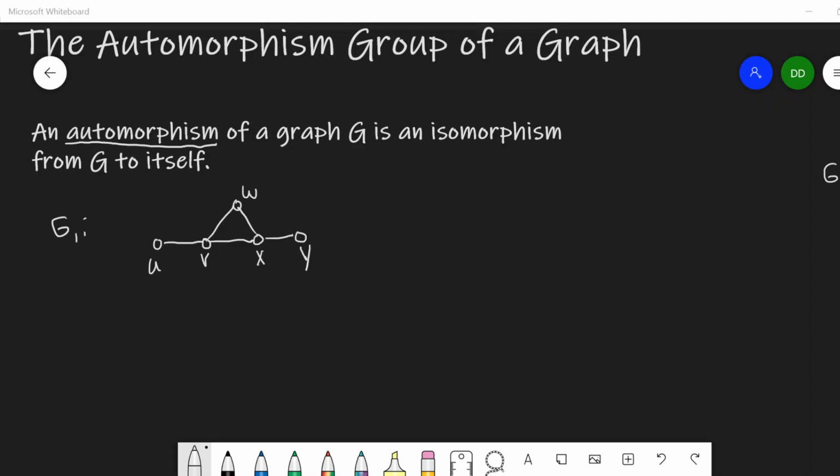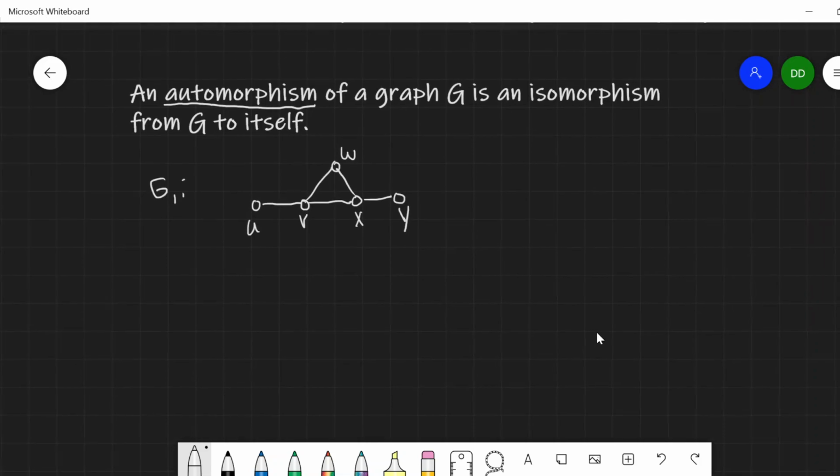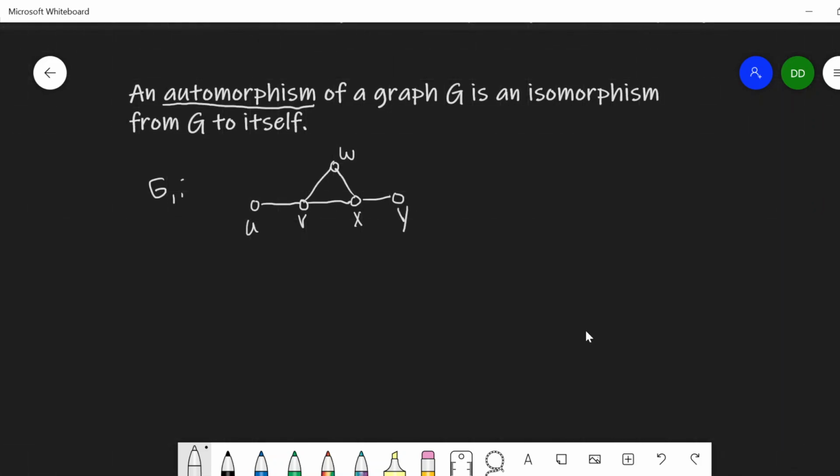Hello. In this video, I'll define what is meant by an automorphism of a graph. We'll also define the automorphism group of a graph, and we'll take a look at a few examples. So first off, an automorphism of a graph is just an isomorphism from G to itself. That is a mapping from the vertex set of G to the vertex set of G that preserves edges and preserves non-edges.